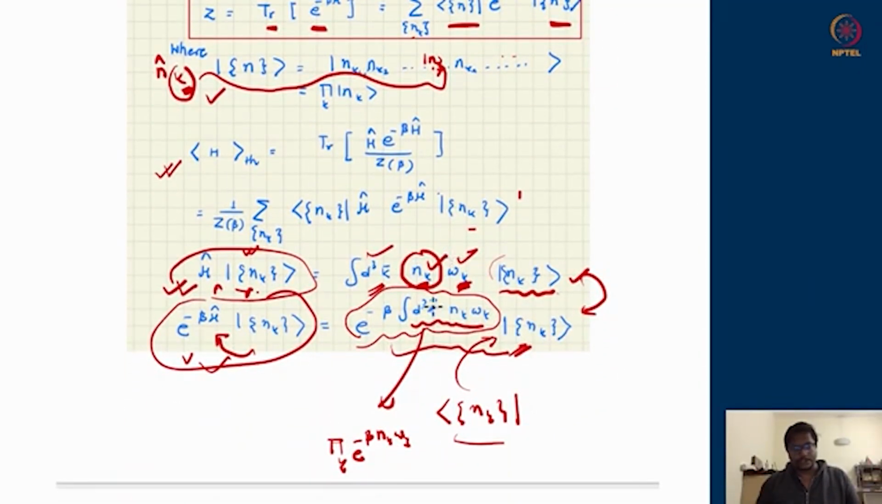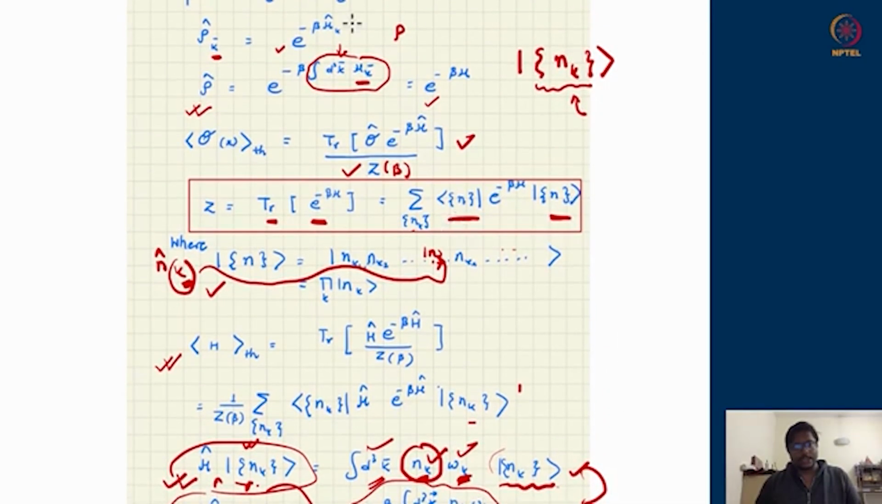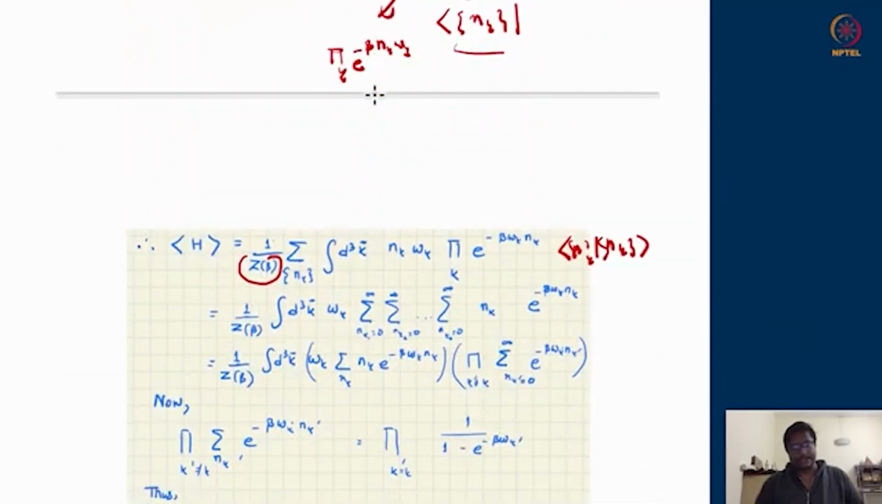The product form was converted into an integration in the exponential. Remember, when I wrote down the total Hamiltonian, that total Hamiltonian which had appeared on the top was just the single Hamiltonian put together many times. The product became this integration. So that is what I have rewritten again. This is the same as e to the power minus beta integration d3k nk omega k. Okay, so I have just rewritten it conveniently.